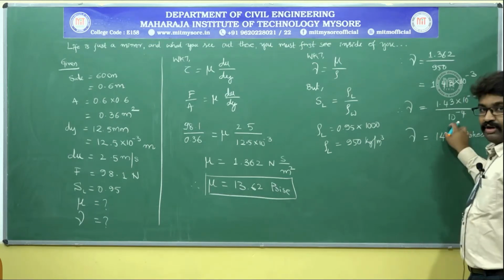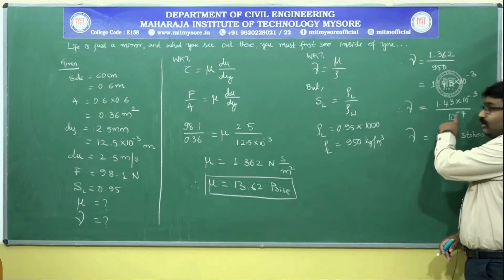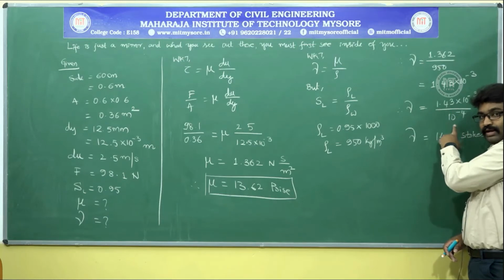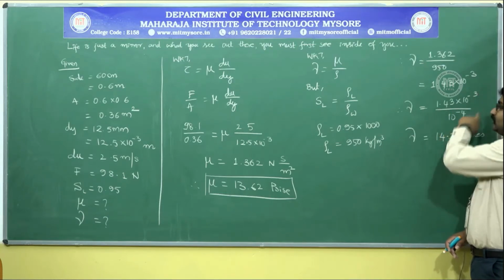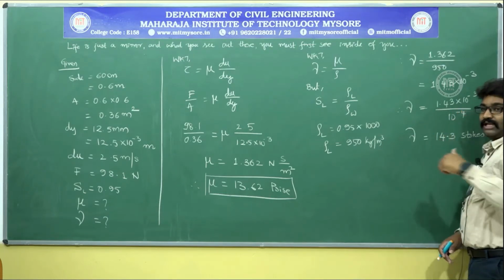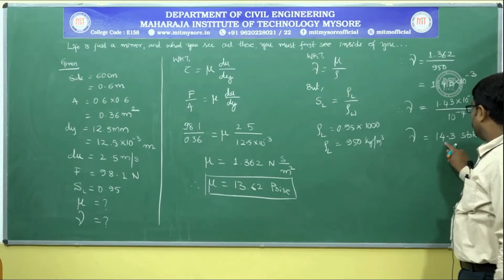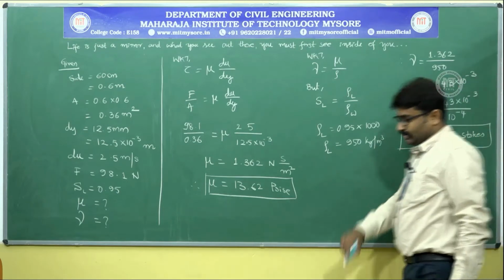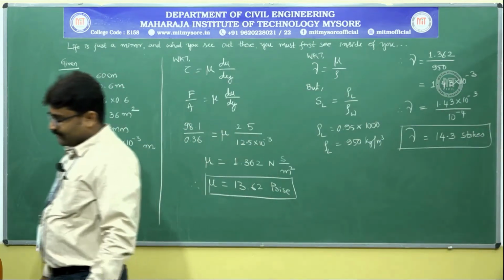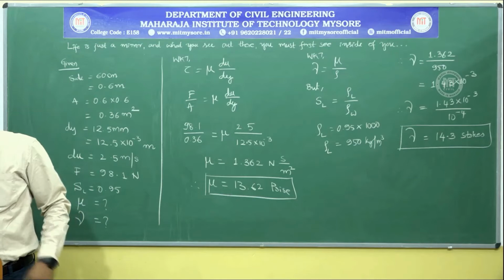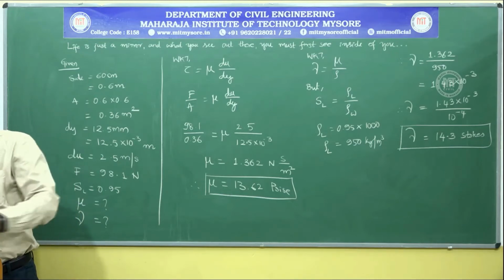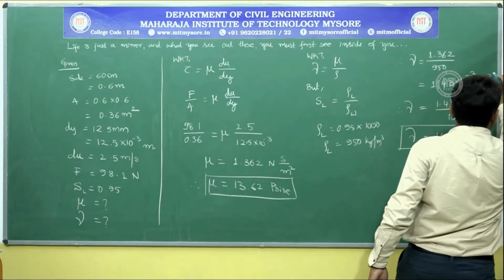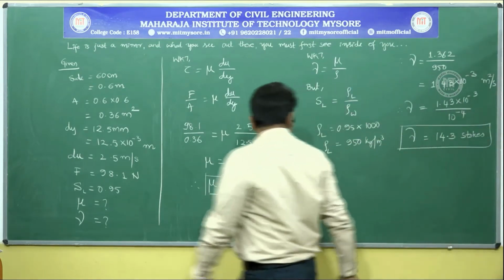I repeat this if you have not understood. 10 power minus 4 is here, and you have 10 power minus 3. When you cancel, you are left with 10 power minus 1 in the denominator. So when it goes to the numerator, it becomes 10 power plus 1. So you end up with 14.3 Stokes. The SI unit I forgot to mention is meter square per second.